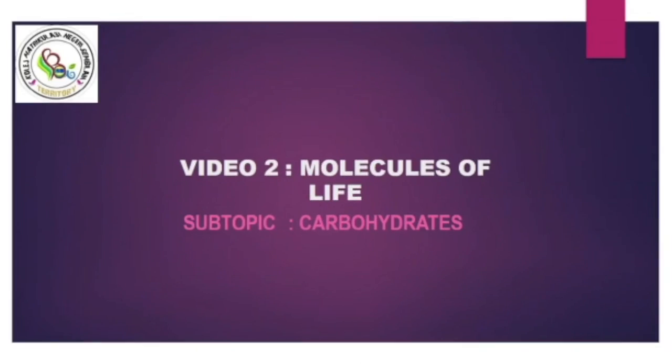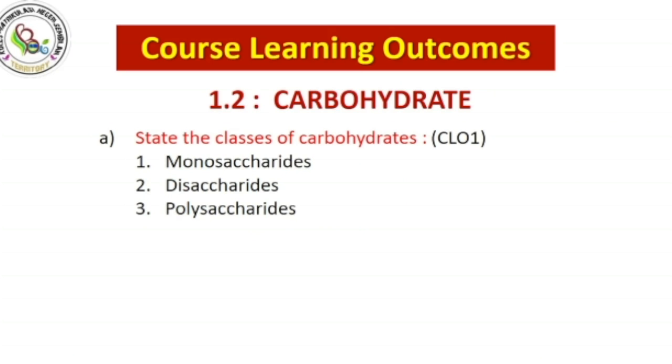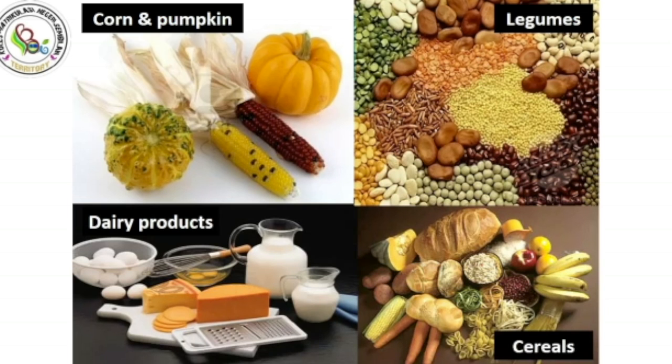2. Molecules of life. Subtopic: Carbohydrates. 1.2 Carbohydrate. The learning outcome is to state the classes of carbohydrates, such as monosaccharides, disaccharides, and polysaccharides. This is an example of food which provides a source of carbohydrates for our daily diet.